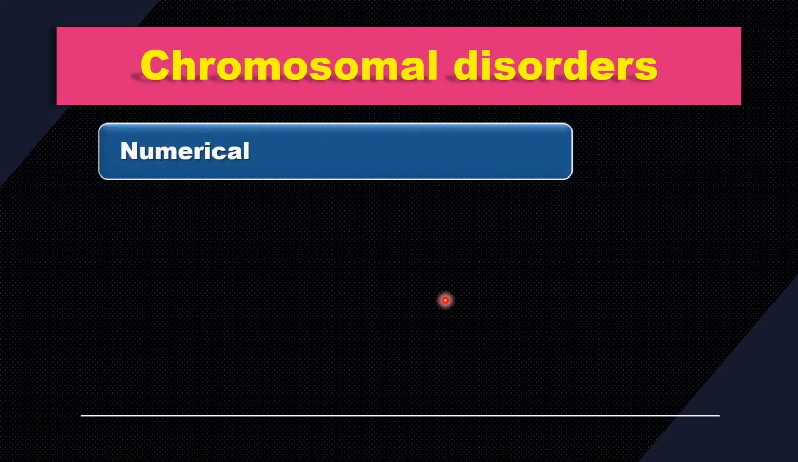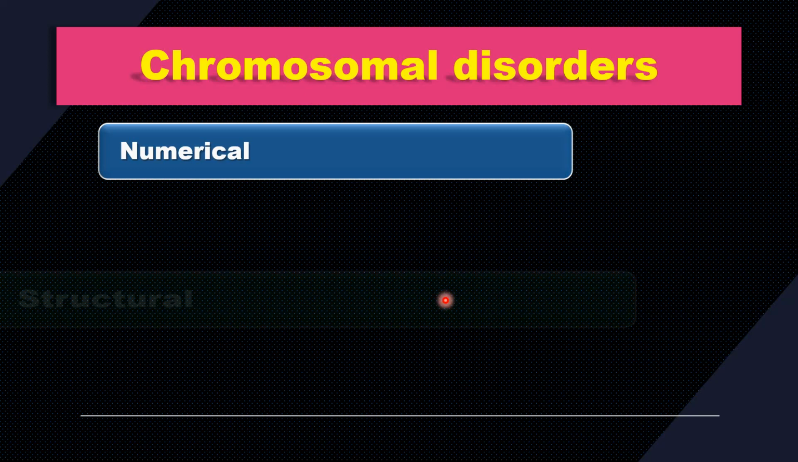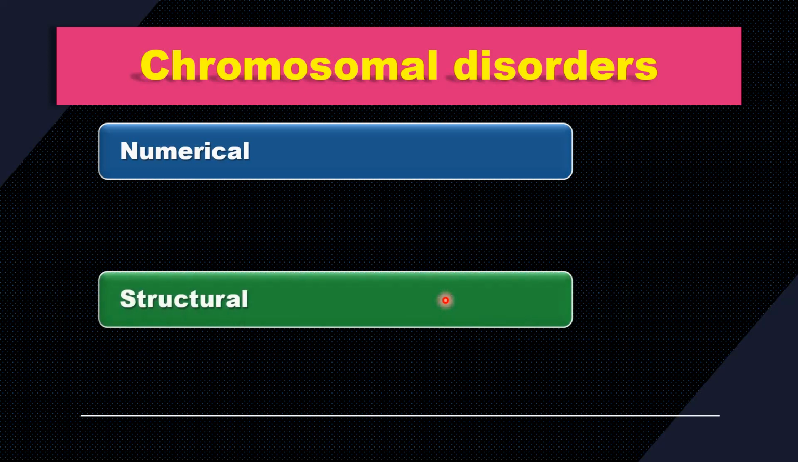Now we will see chromosomal disorders. I am not going into detail about each disorder, I am just giving examples. I will be making separate detailed videos about individual disorders in the future. Chromosomal disorders could be classified in two ways. One is numerical chromosomal disorders. Another one is structural chromosomal disorders.